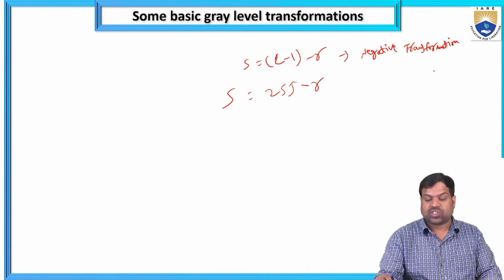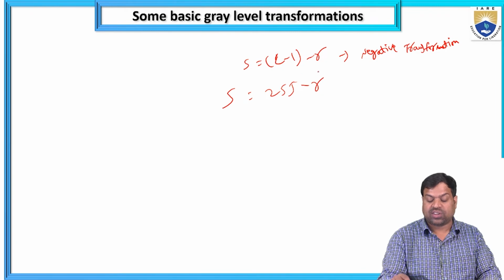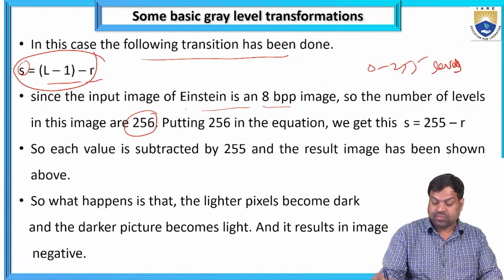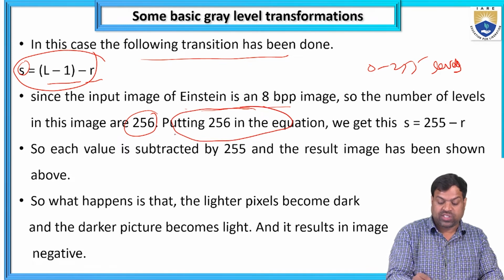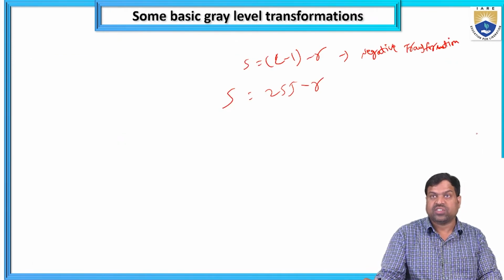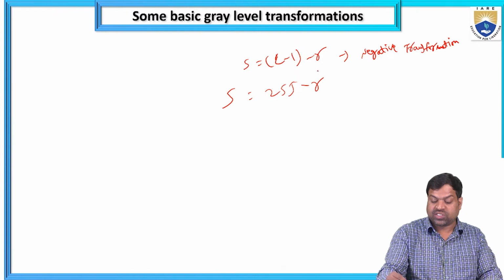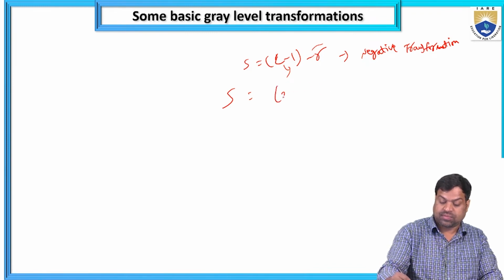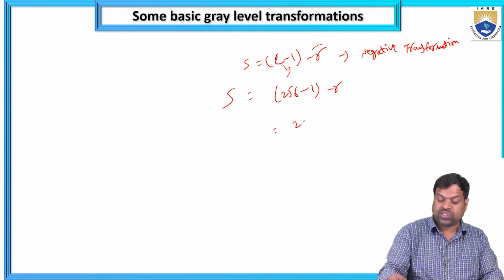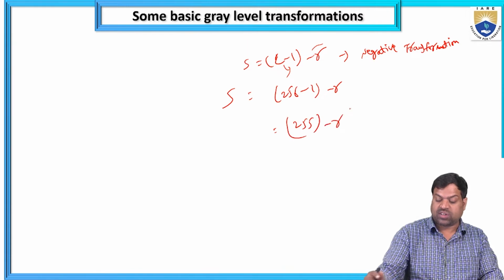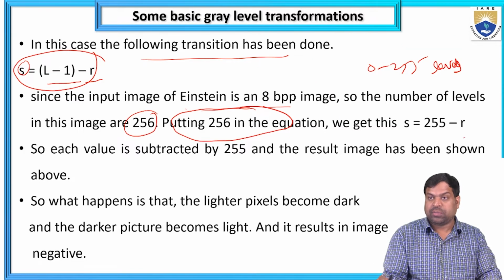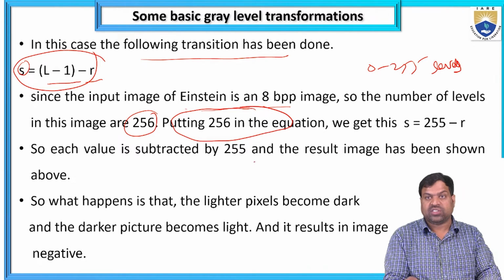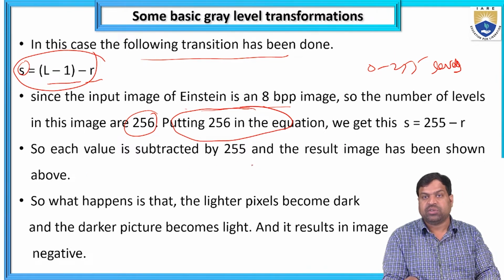So in this negative transformation, S equals L minus 1 minus R. So what is the L here? L equals, how many are there? 256 pixels are there. The levels are 256. So L equals 256, minus 1 minus R. So how much? 256 minus 1 is 255 minus R. Each value is subtracted from 255 and the resulting image is shown.